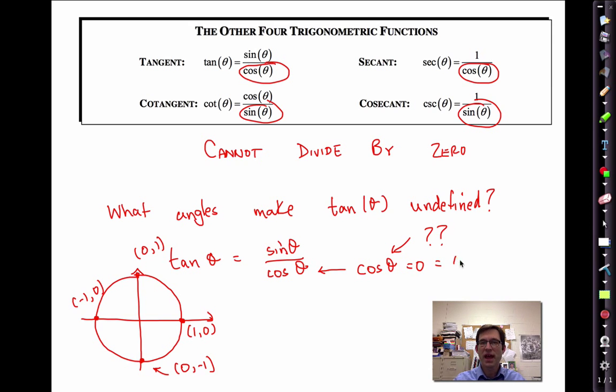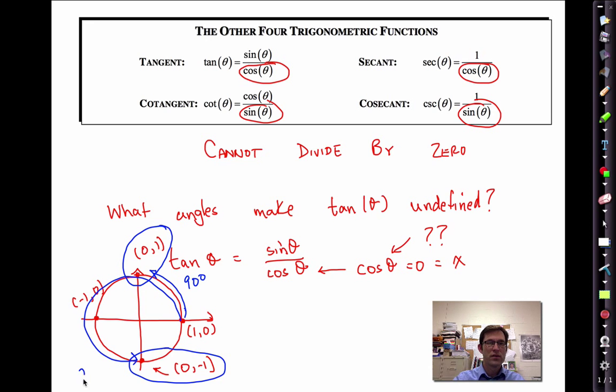Now remember, the cosine is the x-coordinate. So to make tangent undefined, I need every angle that ends up in a place where the x-coordinate is 0. That's up here, and it's down here. So what angle is up there? Well, one angle is 90 degrees. What angle is down there? Well, that would be 270 degrees. So tangent will be undefined when theta is 90 degrees and when theta is 270 degrees. So that's about it. I'm going to get rid of all this stuff for right now.